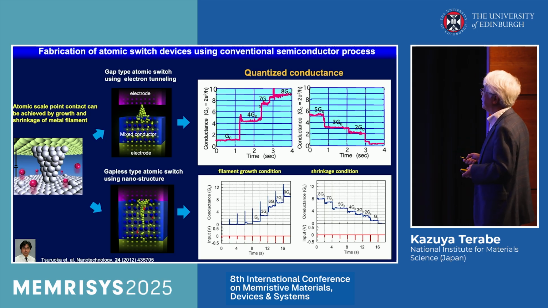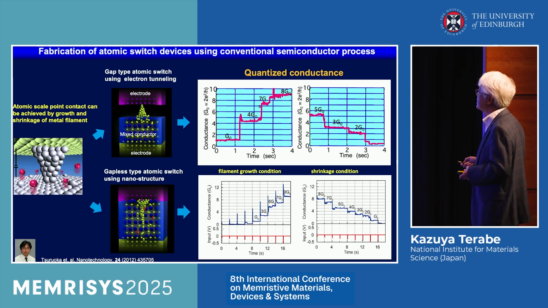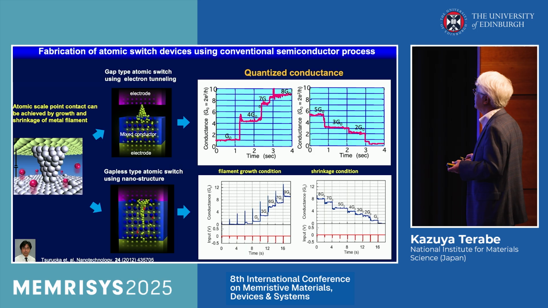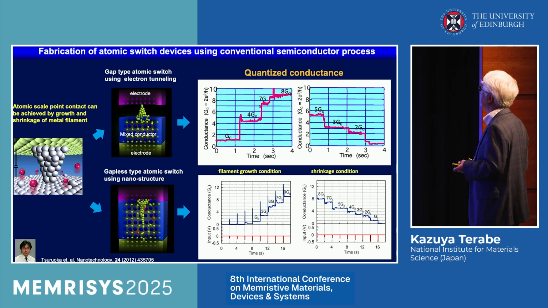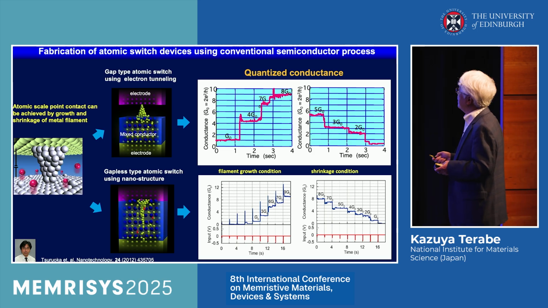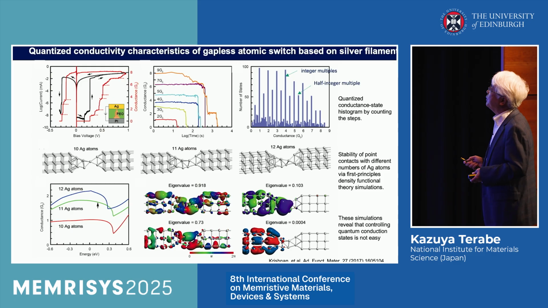This is also the gapless type atomic switch. Conductance changes like this. You can see the quantum conductance observed and the polarity change. The point of contact decreases like this. The quantum conductance states decrease like this. And the contact disappeared here. So this shows the quantum conductance characteristic of a gapless atomic switch based on the silver filament.